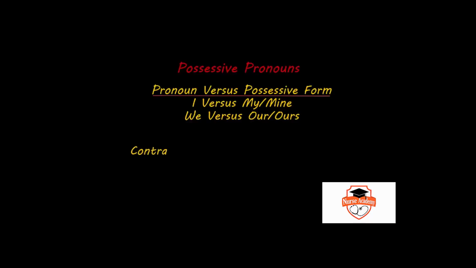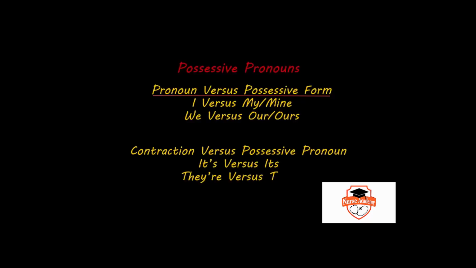Next, we have the contractions versus the possessive pronoun. You want to make sure that you're using the correct possessive pronoun and not the contraction. For example, you have it's versus its, they're versus their, who's versus whose, and you're versus your. You want to make sure you're using the correct one, because if you use it's, I-T apostrophe S, that means it is. Whereas its, I-T-S, means it belongs to it.